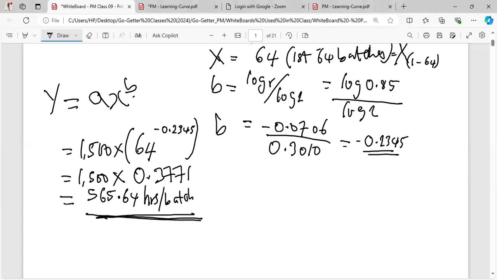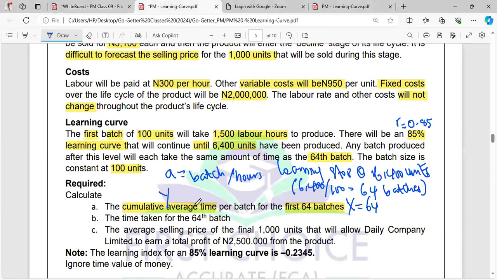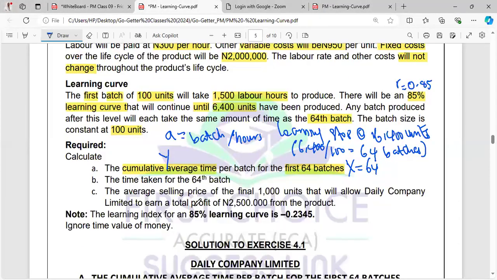So this is the answer. What is batch for the first 64 batches? And we just found out that for the first 64 batches, we are going to be doing an average of 565.65. What it means is that for the first batch, you spend a whopping 1,500 hours to do one batch.